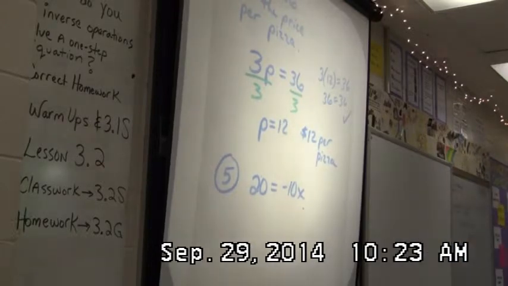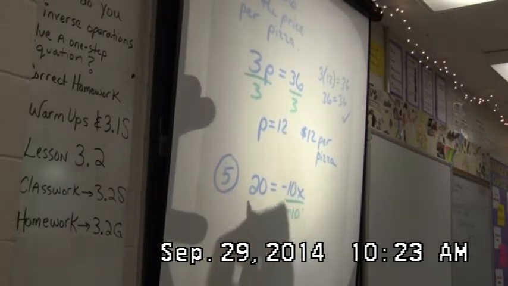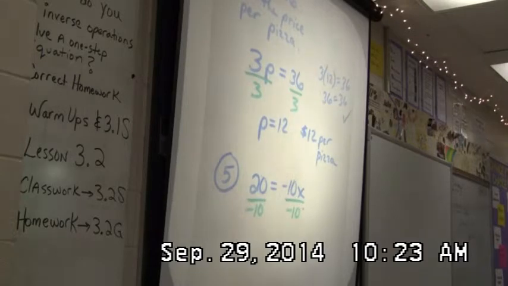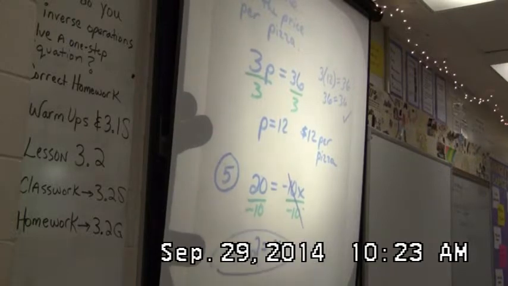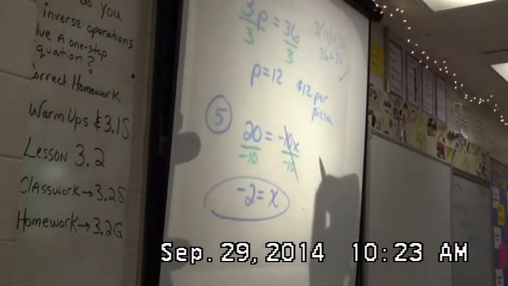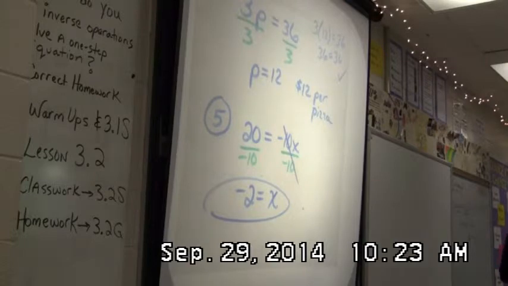If it's negative, you're dividing by a negative. If it's positive, you're dividing by a positive. We're dividing both sides by negative 10. 20 divided by negative 10 is negative 2. They cross out, and we got x by itself. So x equals negative 2.